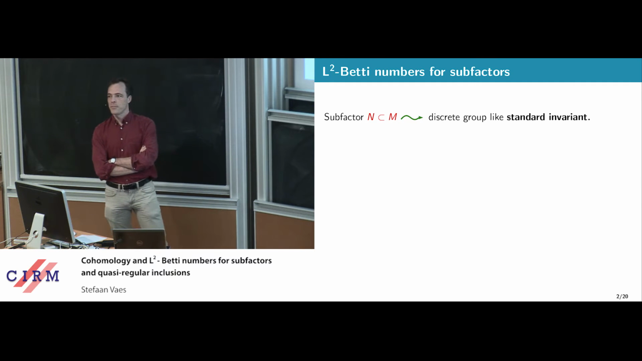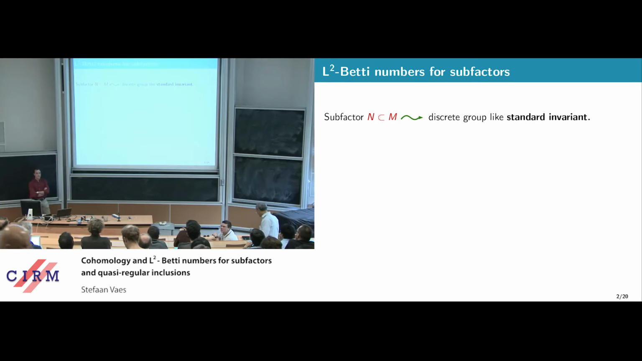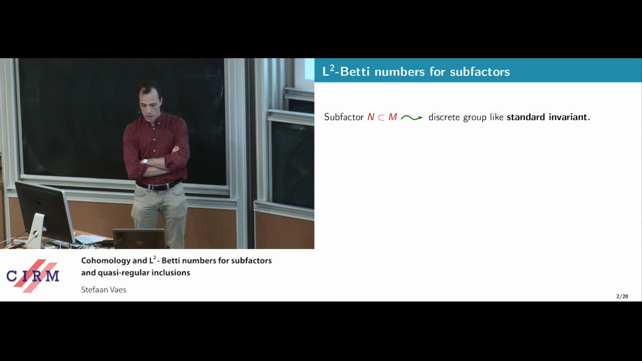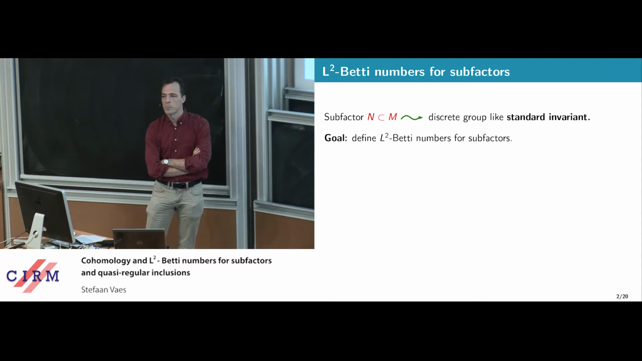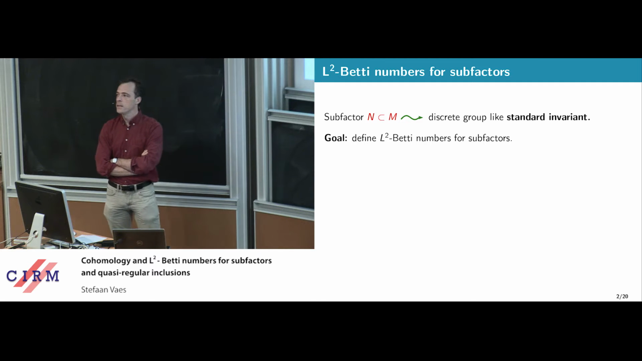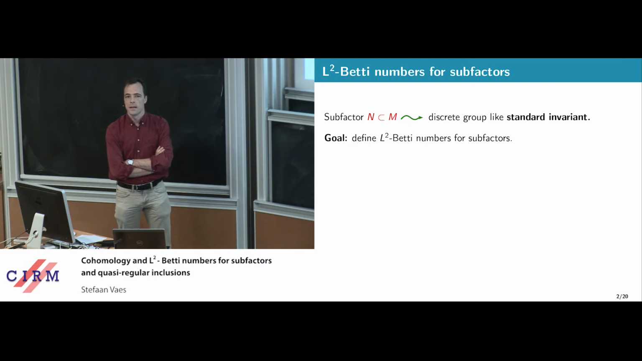Whenever you have a subfactor in the sense of Vaughan Jones, and I will introduce this topic in a minute, it has an invariant which is of combinatorial nature. It's called the standard invariant. It has many incarnations. And for the moment, you should think of that as a kind of discrete group-like structure. And for that discrete group-like structure, we would like to define L2-cohomology and L2-Betti numbers and other cohomological theories.